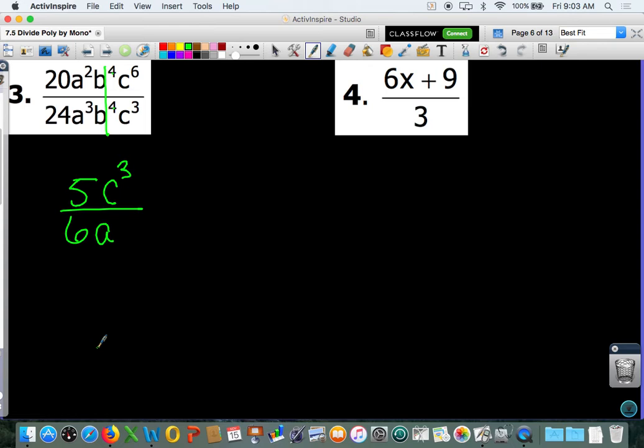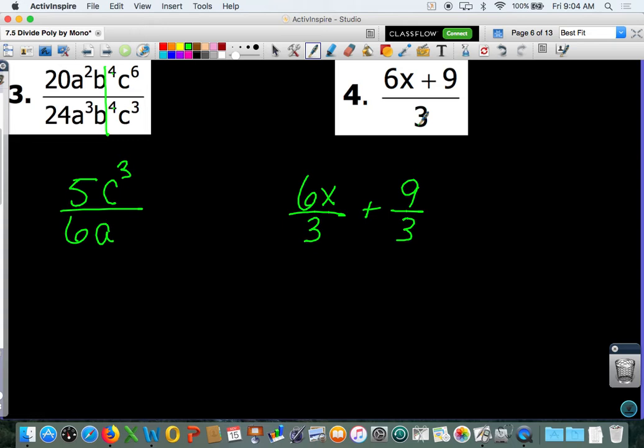Number 4. This is getting into today's new lesson, a polynomial divided by a monomial. Our polynomial here is just a binomial, okay? So, to help us on future problems, we need to split this into two fractions. 6x divided by 3, and then 9 divided by 3. Everything in the binomial must be divided by the monomial. So make them separate fractions.